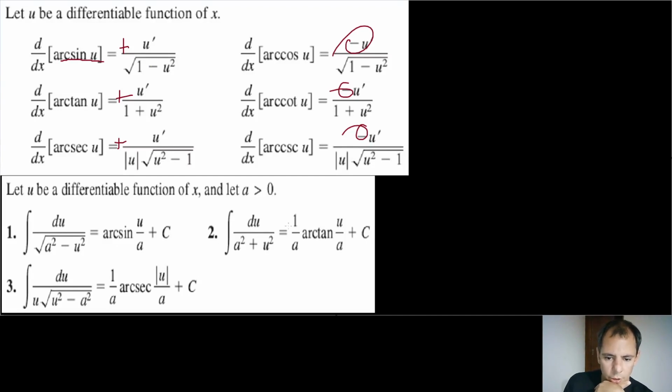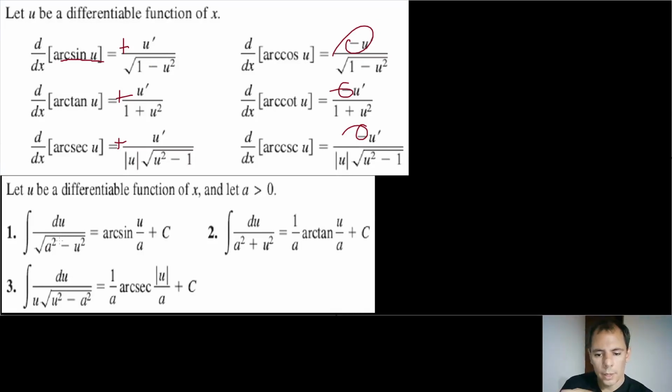When it comes to the arctangent and the arcsecant, there's a little bit of a difference. You see this 1 divided by a here and this 1 divided by a here? Well, where's the 1 divided by a here? So the arcsine has this difference from the arctangent and the arcsecant. When it comes to the arccosine, the arccotangent, and the arccosecant, all you have to do is use a negative sign. But the arcsine is different from the arctangent and the arcsecant because it doesn't need this 1 divided by a. The arcsine of u divided by a is du divided by the square root of a squared minus u squared.